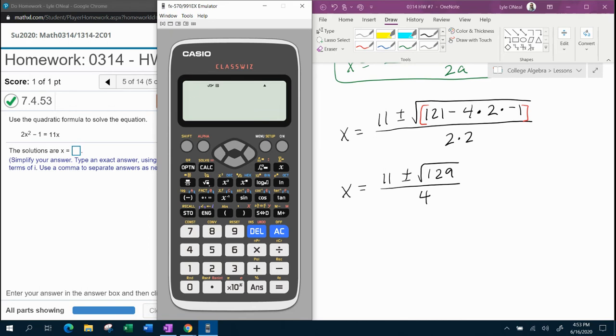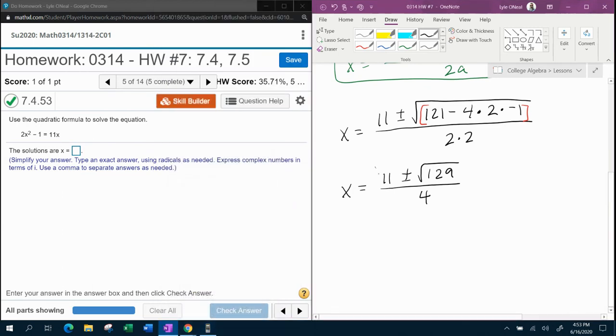And just to see if that square root of 129 will simplify, we're going to again use the Casio Class Whiz. Bam! And if you type in the square root of 129 and it gives it back to you, that means that it will not break down. It won't simplify further. And that means that that is the answer in simplest radical form.